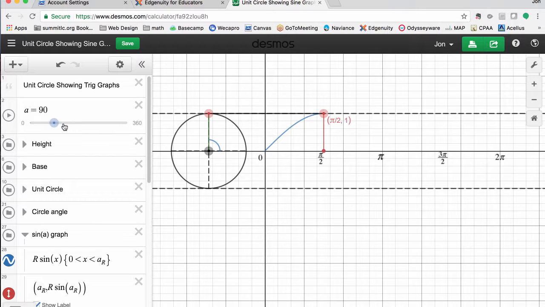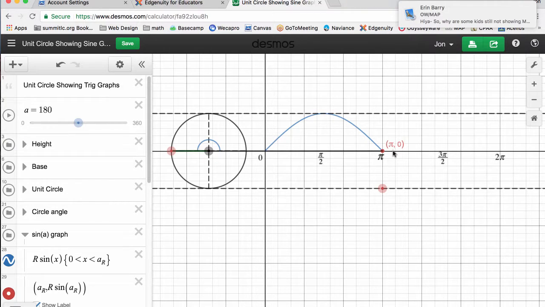And let's keep going. If I keep going around, sine now starts to decrease. You can see the circle is decreasing. And what happens to my function? It decreases, and right at 180 degrees, sine is now 0. There is no y value. It's straight up at 0. And so the curve goes up, maxes out at 1, and then it decreases down to pi.